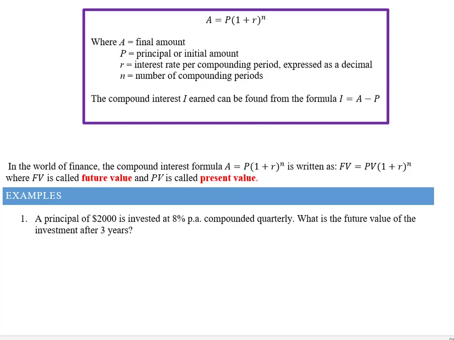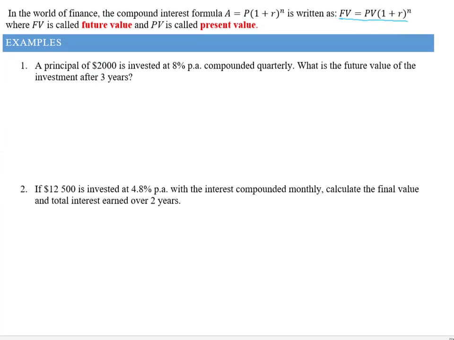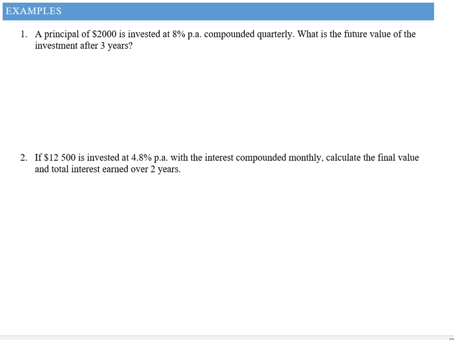Sometimes you might see the formula written in another way, which is FV equals PV (1 plus R) to the N. This means future value. So what is the value of your investment going to be worth in the future? It is present value times (1 plus R) to the N. So let's have a look at how we can use this information in some examples.